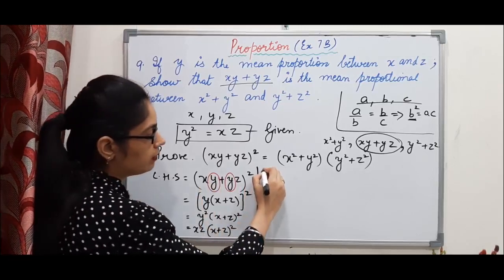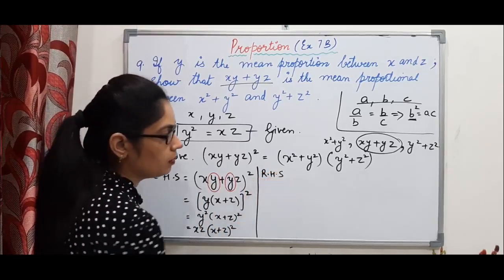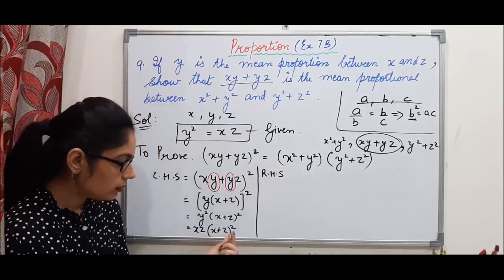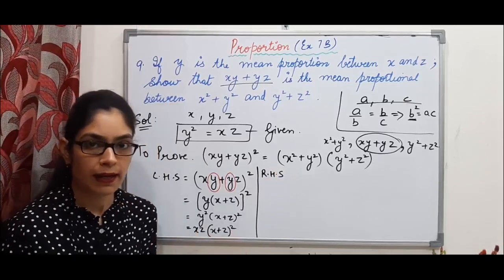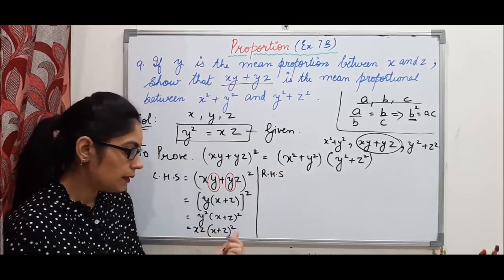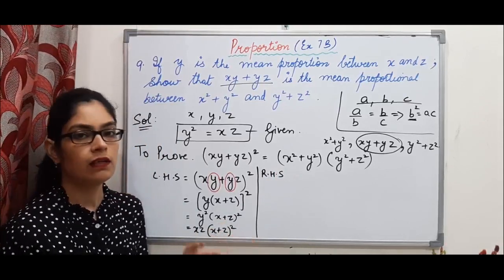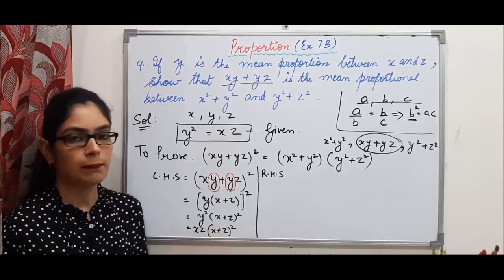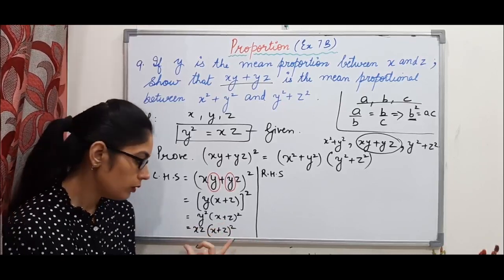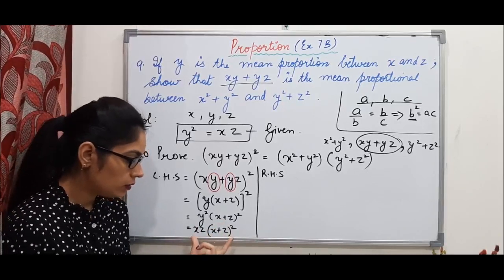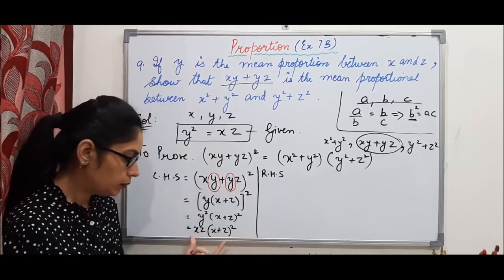Now let's start with the right hand side. See, here if you want, this whole square is there, you can expand it, like a plus b whole square is a square plus b square plus 2ab. Here a and b are x and z. You can expand it and then do the multiplication also. If you don't want, you can write it like this also and prove the right hand side equal to this.